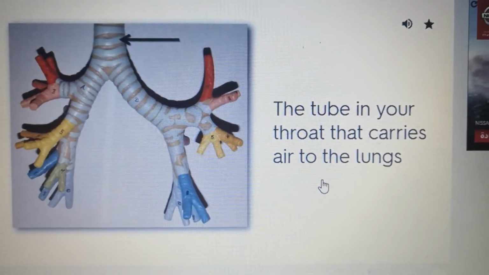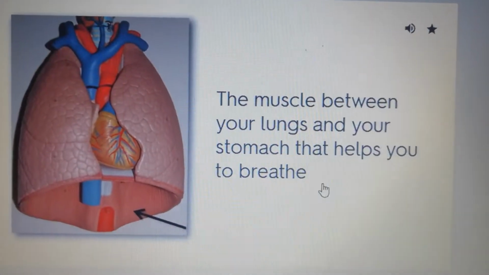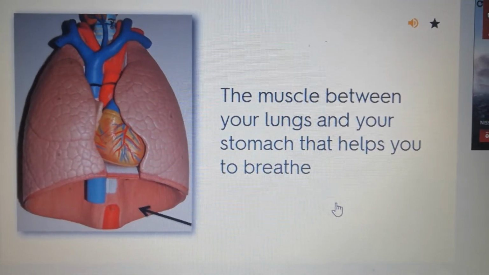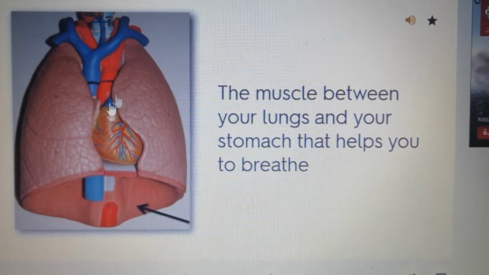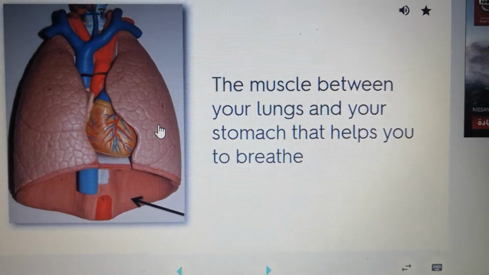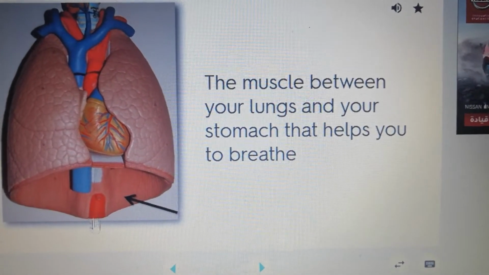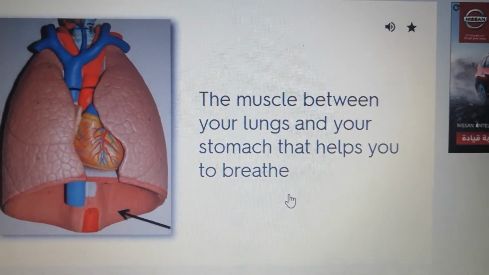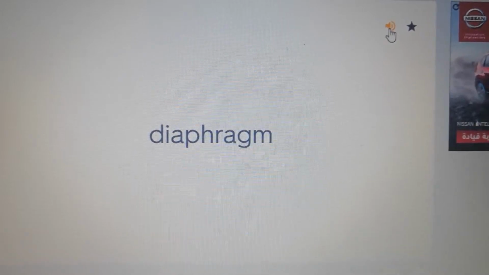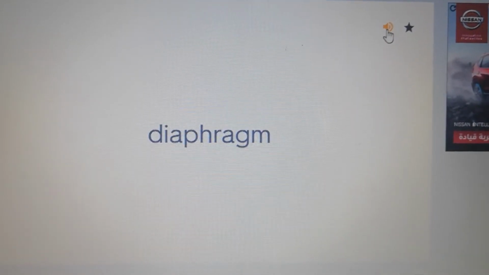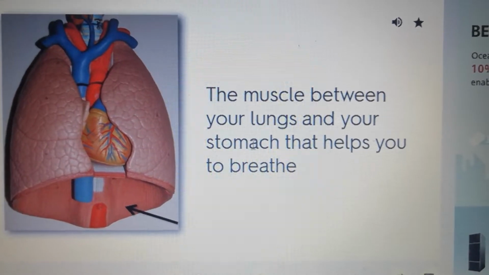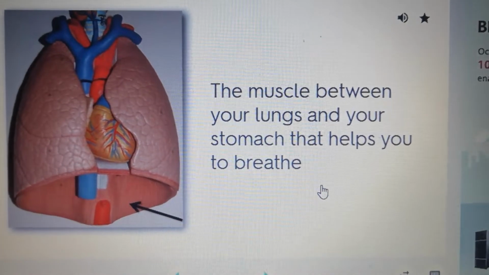Now let's go to the next word. What is this? Do you have any idea what this is? The muscle between your lungs and your stomach that helps you breathe. This word is called diaphragm. So the diaphragm is the muscle between your lungs and your stomach that helps you breathe.